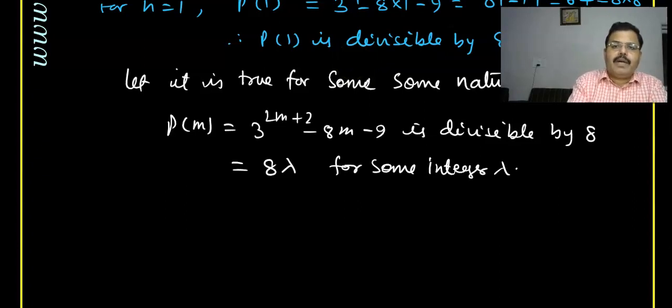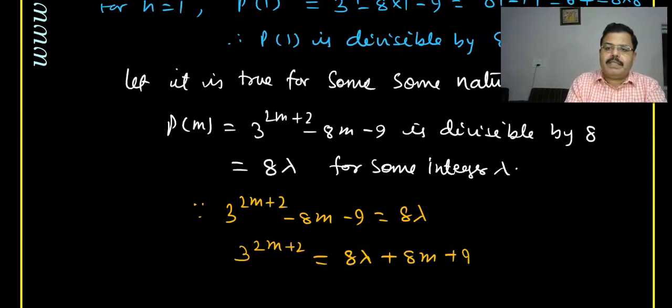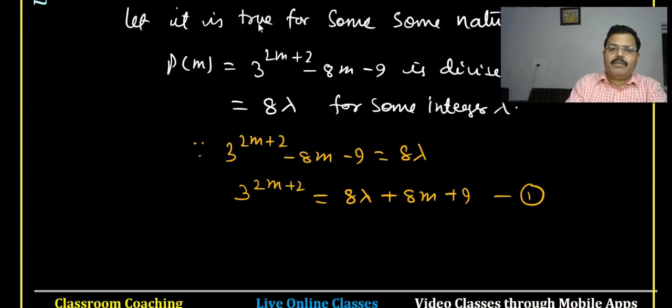Since 3 to the power 2m plus 2 minus 8m minus 9 is 8 lambda, it will be better to write 3 to the power 2m plus 2 is equal to 8 lambda plus 8m plus 9. That can be used as equation 1. Now Pm plus 1 is equal to what?